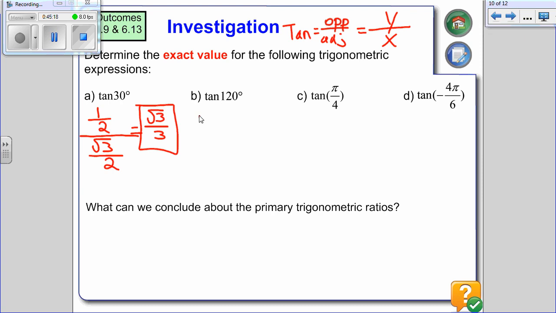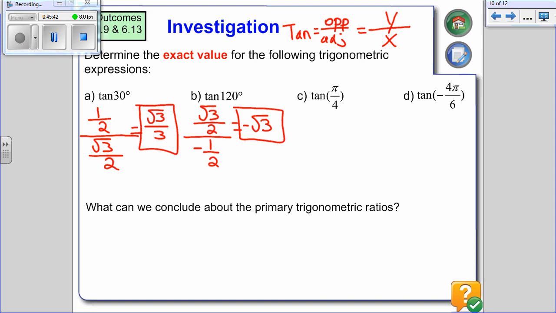For tan at pi over 4, I look for pi over 4 on my unit circle. I find pi over 4 is at root 2 over 2 and root 2 over 2. So y divided by x would be root 2 over 2 divided by root 2 over 2, which just equals 1. My last one's my hardest one, so I have tan of negative 4 pi over 6.